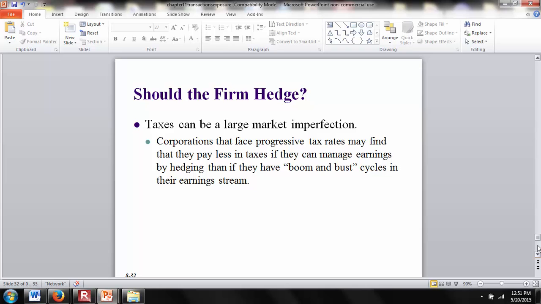Okay. Now, should the firm hedge? Taxes can be a large market imperfection. Corporations that face a progressive tax rate may find that they pay less in taxes if they can manage earnings by hedging than if they have boom and bust cycles. What we find is that most of the time firms like to smooth their earnings. They don't want earnings to go up and down every quarter or every year. They prefer a steady growth or even a steady state of earnings, and by hedging, they might be able to do that better.